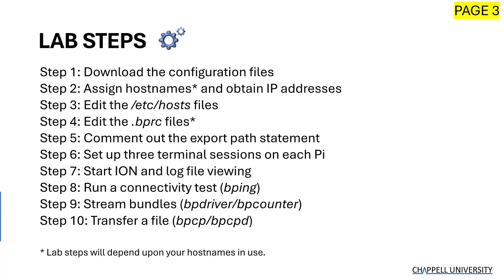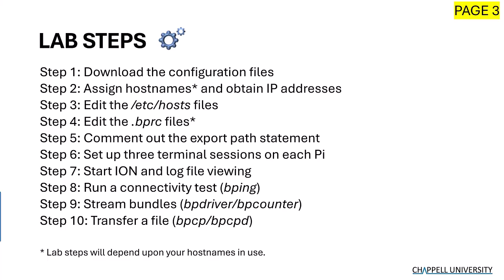Once we've done that, we're ready to start setting up our Pis to run the test. We're going to do 3 terminal sessions, 3 terminal windows on each Pi. In the top 2 windows, we'll start ION and we'll start our log file viewing. The third window on each one of the Pis is where we're going to run our tests from. Today we're going to do bping, so we will do a bundle ping to make sure we have connectivity. And then we're going to do bundle streaming today, using this combination of BP driver and BP counter. I'll show you both of those and what your options are for configuring that. And then we'll do a file transfer.